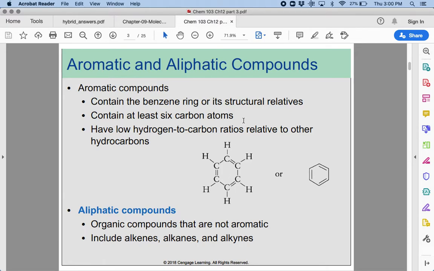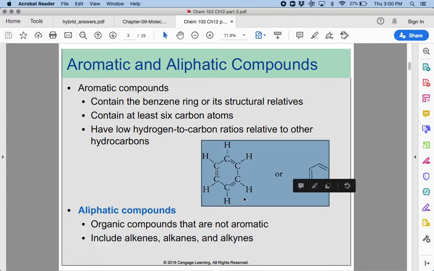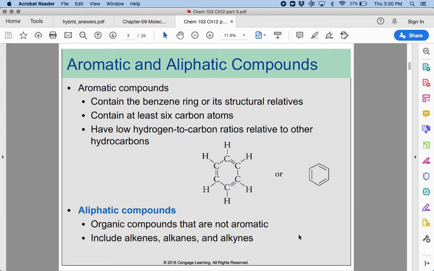The smallest aromatic compounds are those that contain 6 carbons. So this compound right here is called benzene. And they have low hydrogen to carbon ratios because of this alternating double bond. Aliphatic compounds are organic compounds that are not aromatic. So that's everything else we've learned so far. All of those are aliphatic. If it has this alternating double bond pattern, then we call it aromatic.